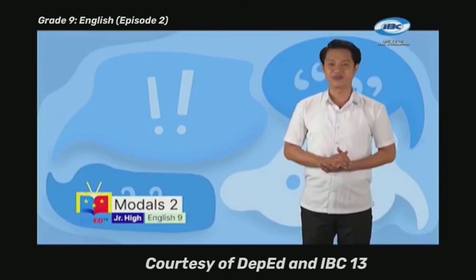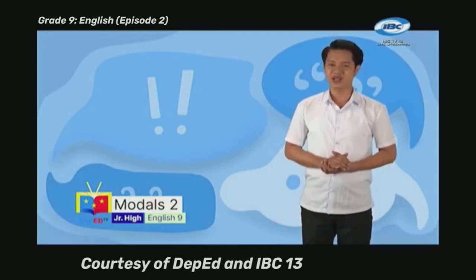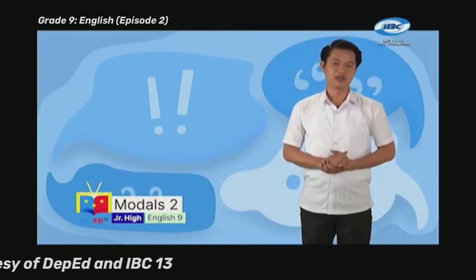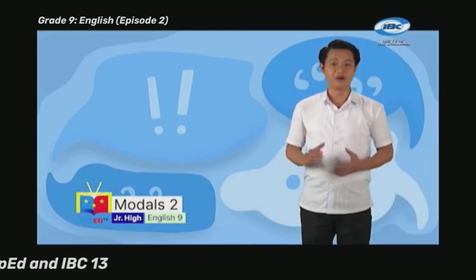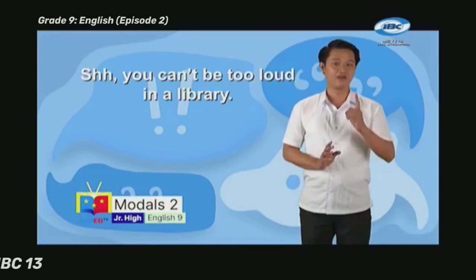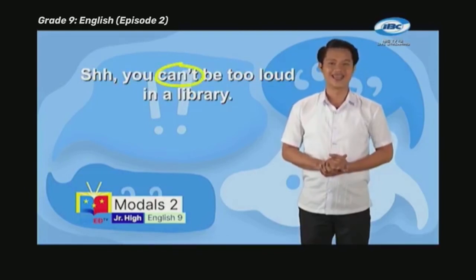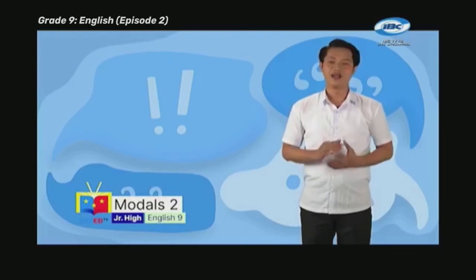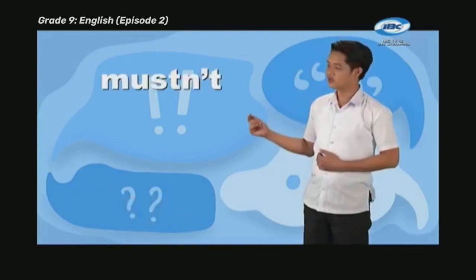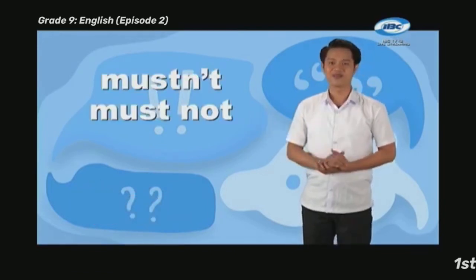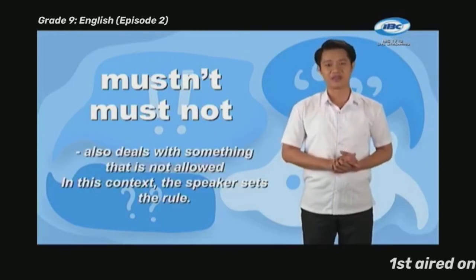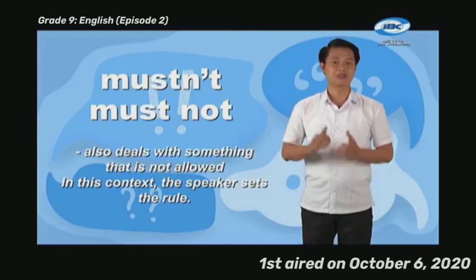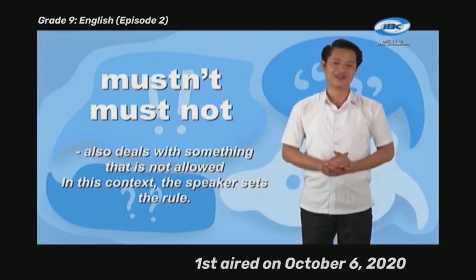Library etiquette is very important. It is a general rule that people stay quiet in the library so we won't distract people who are studying. Therefore, we use can't in this sentence. On the other hand, the modal mustn't or must not also deals with something that is not allowed, but this time, it is the speaker who sets the rule.